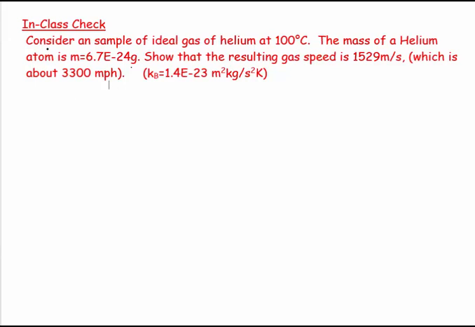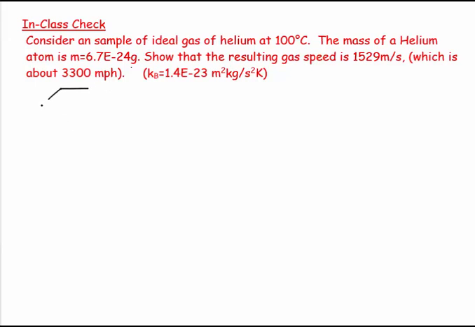Welcome. This question says, consider a sample of ideal gas of helium at 100 degrees C, and the mass of a helium atom is given as 6.7 times 10 to the minus 24 grams. Show that the resulting gas speed is 1,529 meters per second, which is about 3,300 miles per hour.